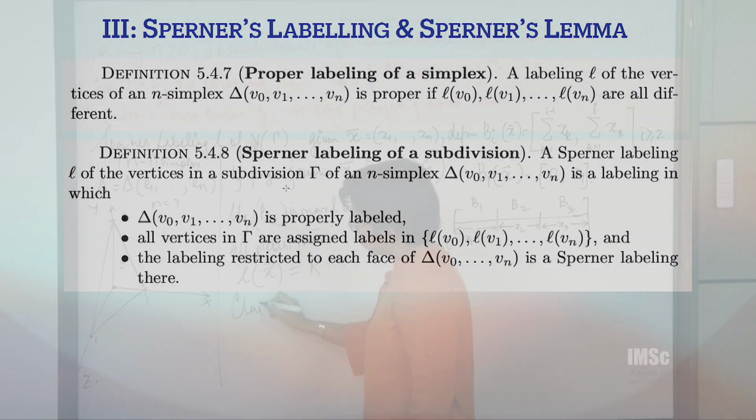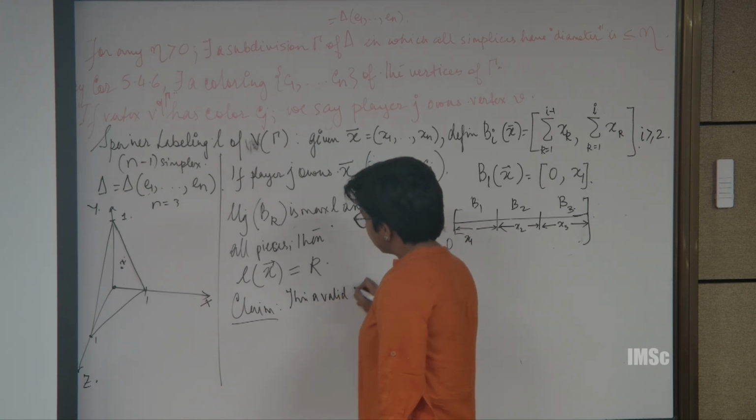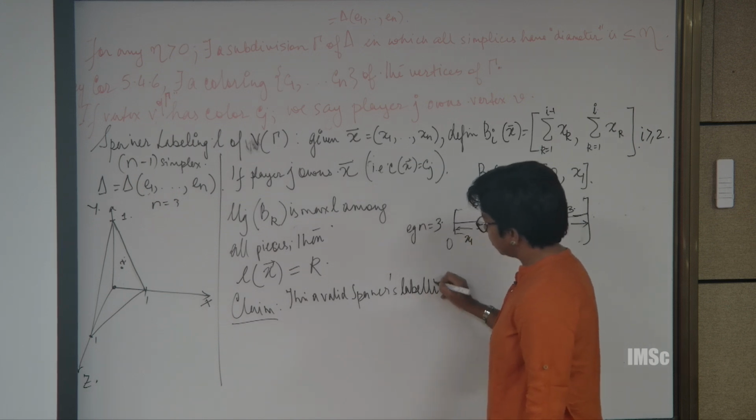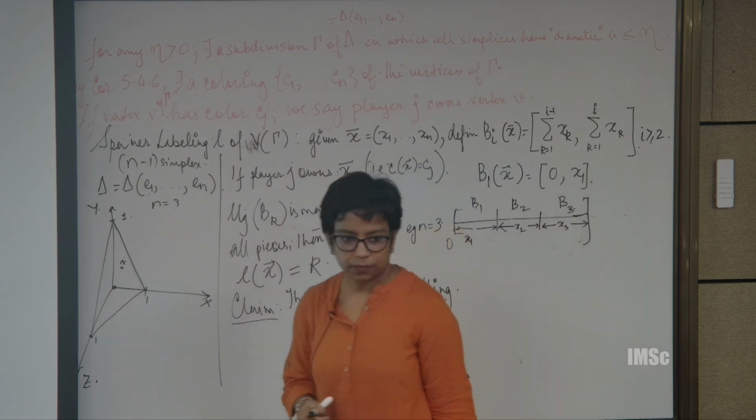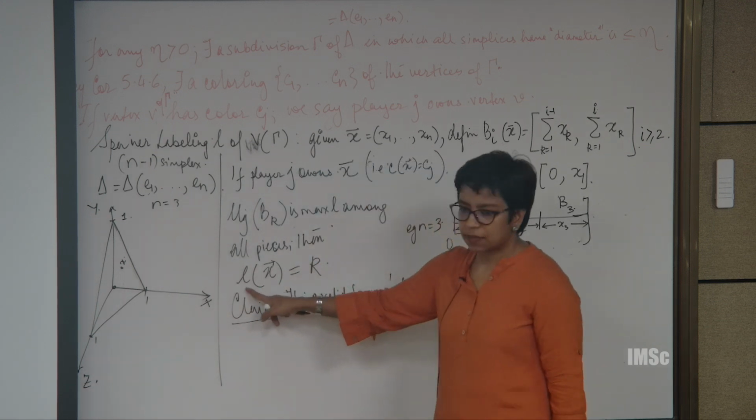Claim: this is a valid Sperner's labeling. Look at that assumption. Okay. So, think about this, why this is true. It is not hard at all, you can sort of do this. Now, let us see a diagram. What should be mapped to a, no, I am talking about a valid Sperner's labeling. This is the thing that is giving the labeling.